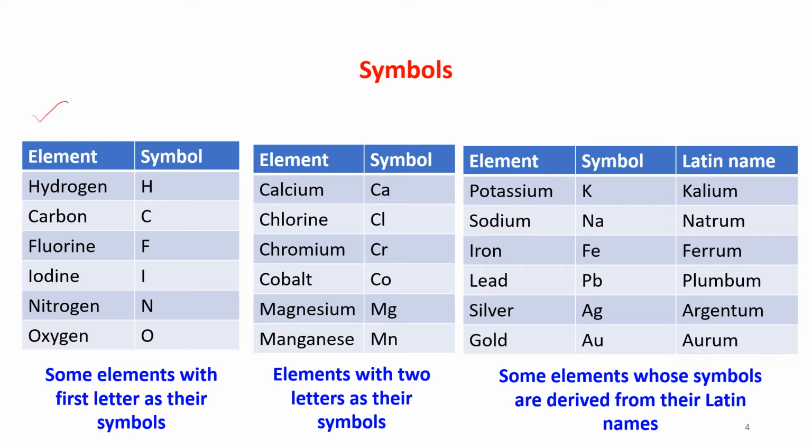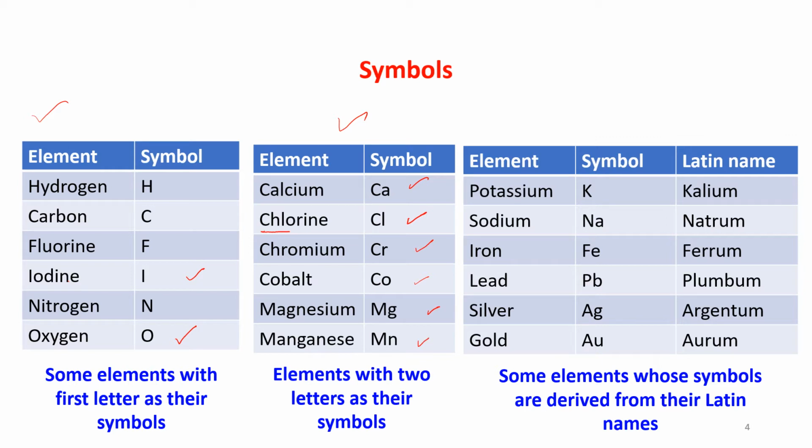Hydrogen symbol is H, carbon symbol is C, iodine symbol is I, oxygen symbol is O. These are the elements with the first letter as their symbol. Now the second one, elements with two letters as their symbol. Calcium, Ca, chlorine, Cl. See here, the spelling of chlorine is CHLO, so this is C and L. It is not necessary that only the second letter will come along with the first letter. Okay. Chromium, Cr. Cobalt, Co. Magnesium, Mg and manganese, Mn.